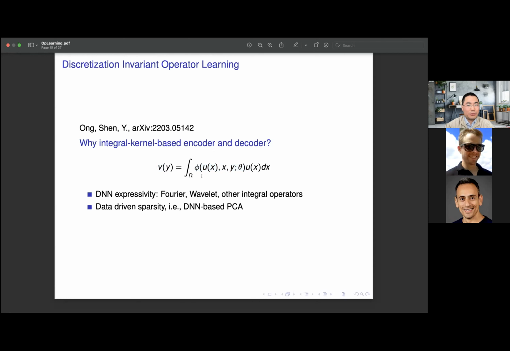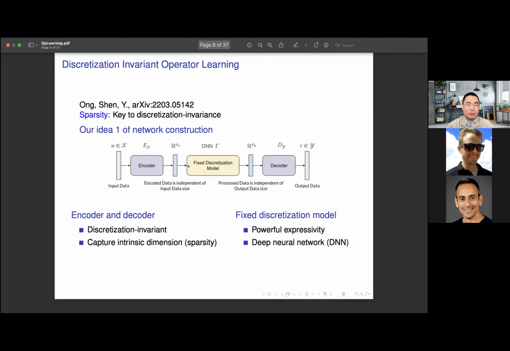So this is the idea for discretization invariance, and we hope that we use a data-driven neural network as the kernel function, such that we can train some advanced kernel that can capture the intrinsic sparsity structure of the function. So probably U might look very complicated, but after some transform, we can get some simple short vector V to represent all the information of interest contained in the function U, so that we can use a fixed size neural network in the middle to learn something. This is the main idea.